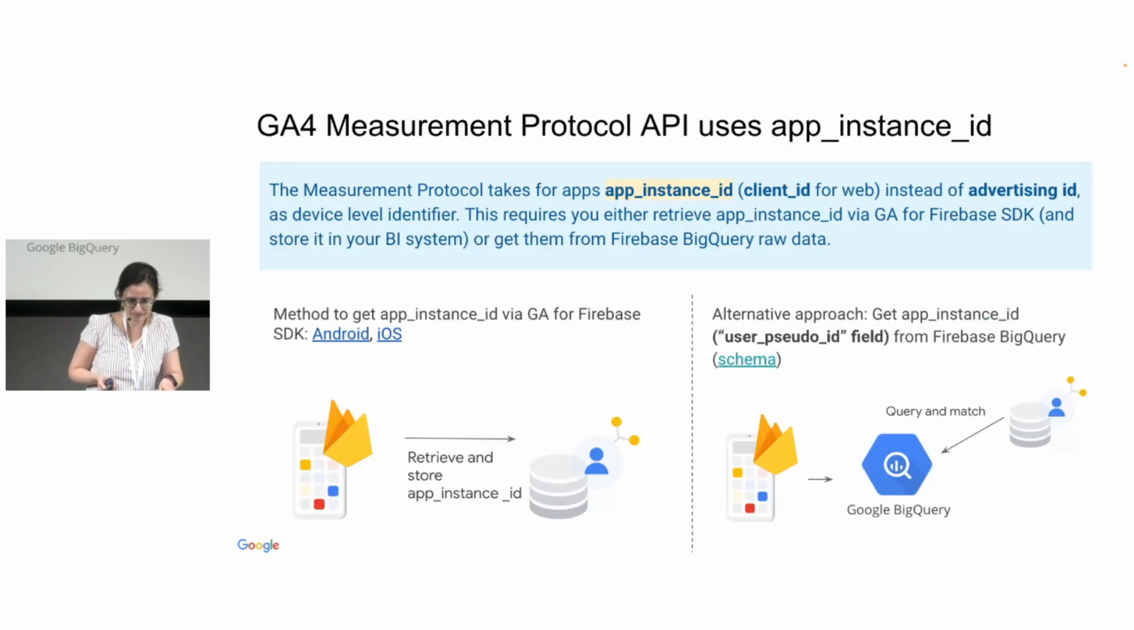All right, getting a bit technical again. The measurement protocol API uses app instance ID as the device identifier, not the ad ID or IDFA that you've maybe heard of as identifiers on Android or iOS. If you've ever integrated with measurement protocol for web, on web you have to use the client ID. So those are parallels, if that helps. The app instance ID you can retrieve either with the SDK via some method, or you can get it from BigQuery. It's in the schema, and it actually uses pseudo ID, so it doesn't have to be so intuitive.